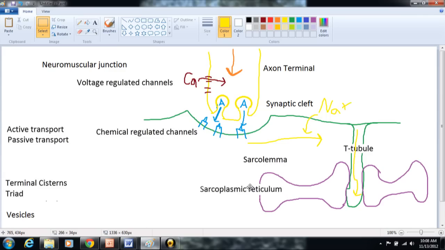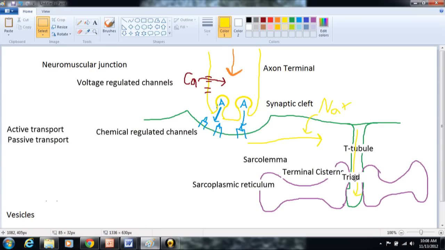These are sarcoplasmic reticuli. The ends of the sarcoplasmic reticulum are called terminal cisterns. Okay, so this end here and this end here are terminal cisterns. Okay, all together, so all three of them are called a triad. So this end of the terminal cistern, this end of the terminal cistern, and this T-tubule make a triad.